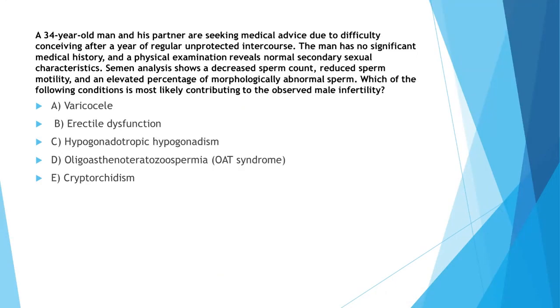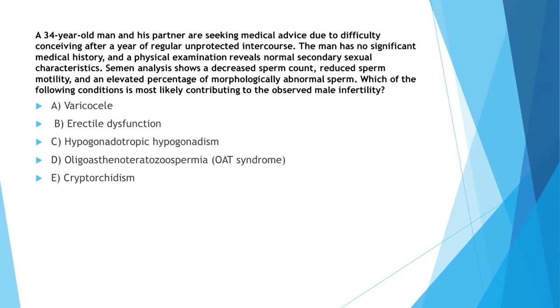Here we have a question with us. Which of the following conditions is most likely contributing to the observed male infertility? A 34-year-old man and his partner are seeking medical advice due to difficulty conceiving after a year of regular unprotected intercourse. This man has no significant medical history and a physical examination reveals normal secondary sexual characteristics. Semen analysis shows a decreased sperm count, reduced sperm motility, and an elevated percentage of morphologically abnormal sperm. Which of the following conditions is most likely contributing to the observed male infertility?